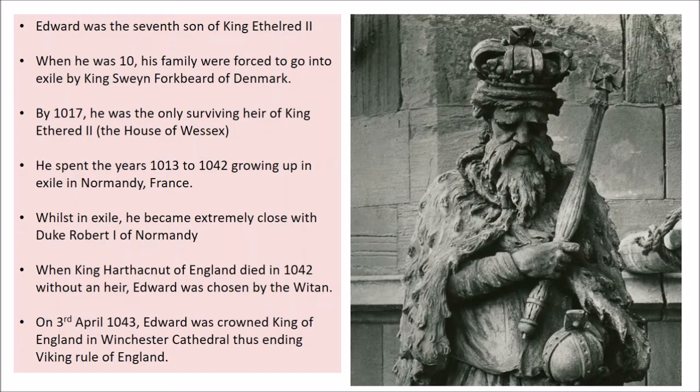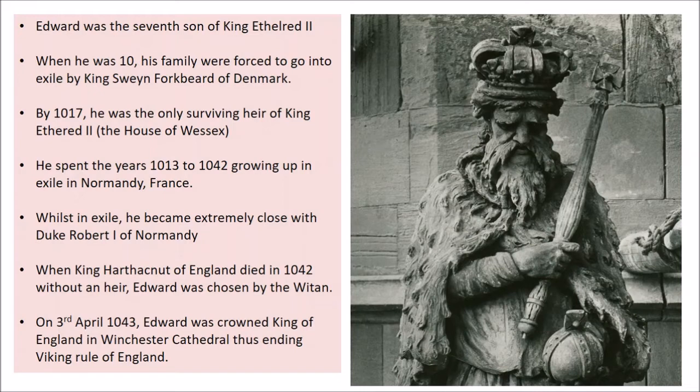Okay, and by about the year 1042, through a very, very complicated story, the King of England, a Viking called Harthacnut, died without an heir. There was a little bit of a kerfuffle over who was going to become the next king, and eventually, the throne of England passed to Edward the Confessor, who came back and was crowned in 1043 as King of England. He was actually crowned in Winchester Cathedral, and his coronation marked the end of Viking England and the beginning of Anglo-Saxon, or the return, should I say, of Anglo-Saxon England.